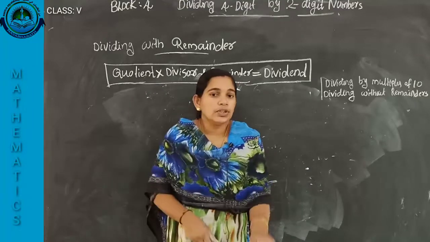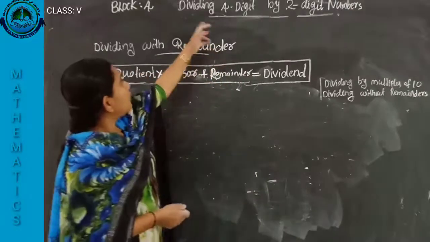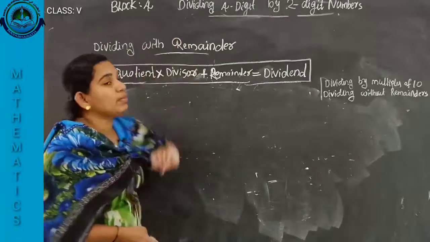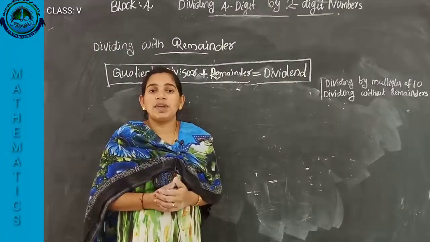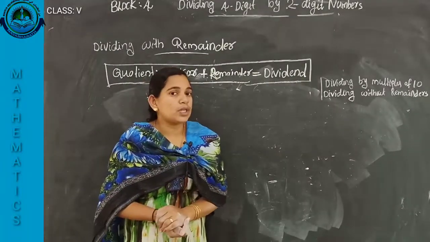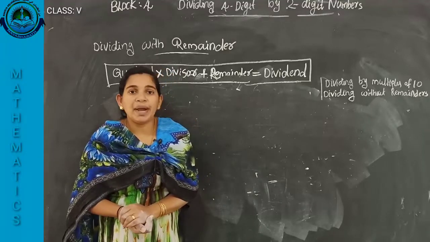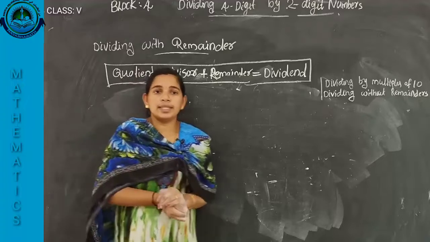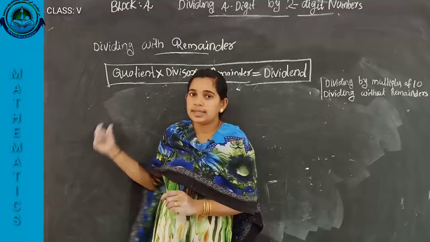Okay. So today we are discussing dividing 4-digit numbers by 2-digit numbers. In that section, dividing with remainders. In some problems when we divide, we will get remainders. So how do you get the remainders and quotient? And what is the relation that we are discussing? Okay. I hope all of you understand this portion.